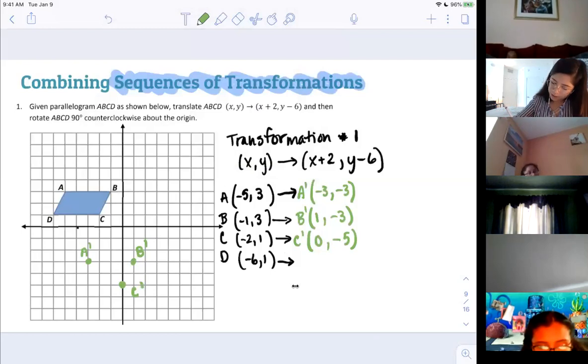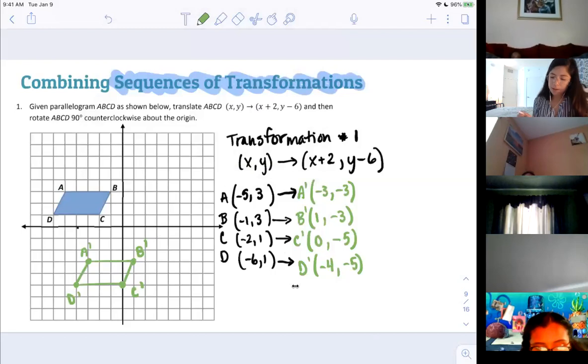And then finally, negative 6 plus 2 is negative 4. 1 minus 6 is negative 5. So there's my D prime. Let me draw my trapezoid, or parallelogram, I mean. All right. So that is transformation number 1.